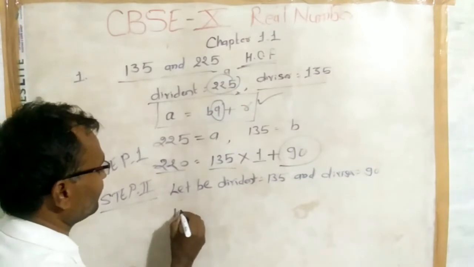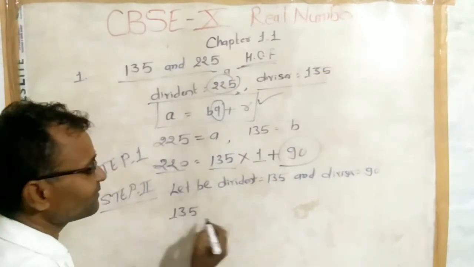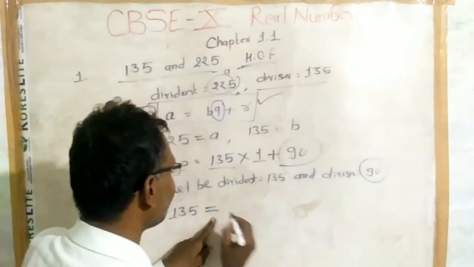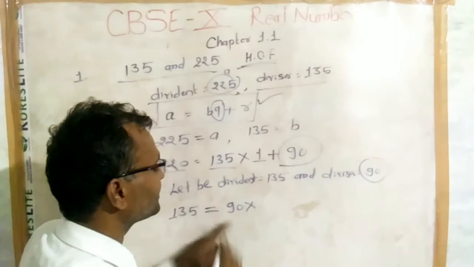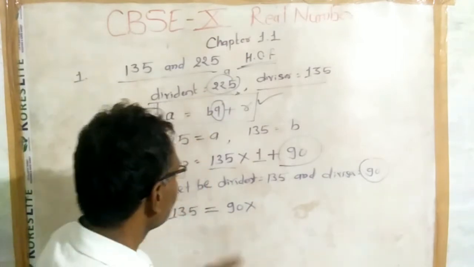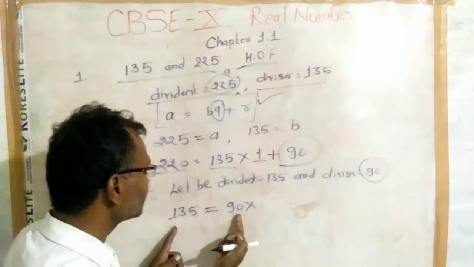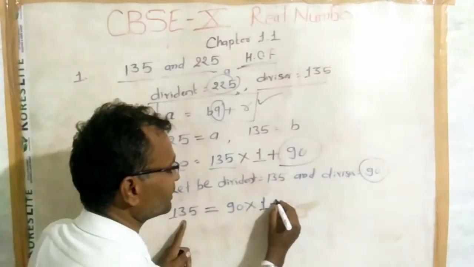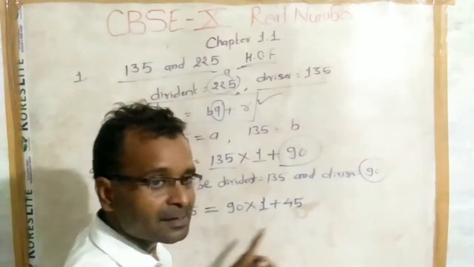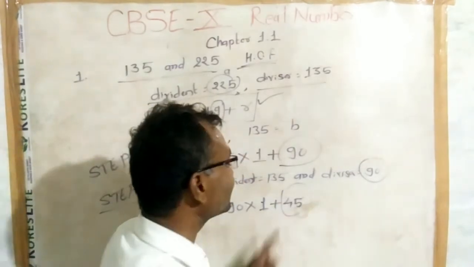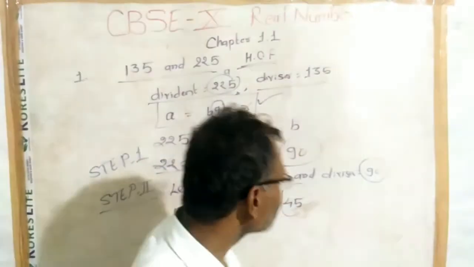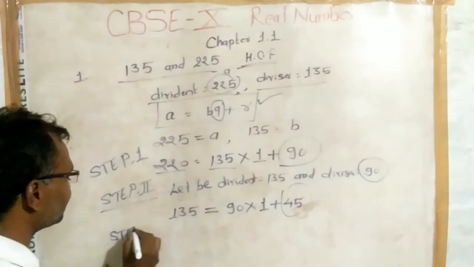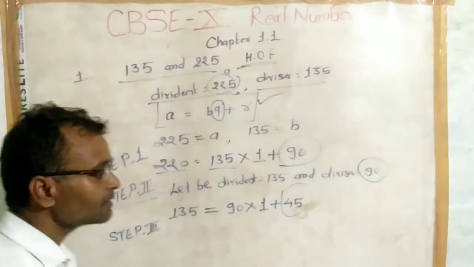Now how can we write 135? 135 equals bq plus r, with 90 in place of b. How can we get q? Divide 135 by 90. We can divide it one time, and now the remainder is 45. So we get 45 as a remainder, but we do not get 0, so we have to repeat it once again. We take step number third.